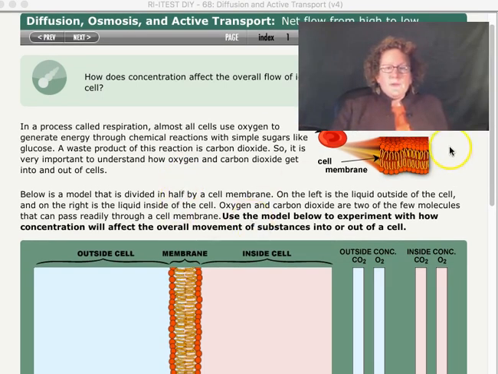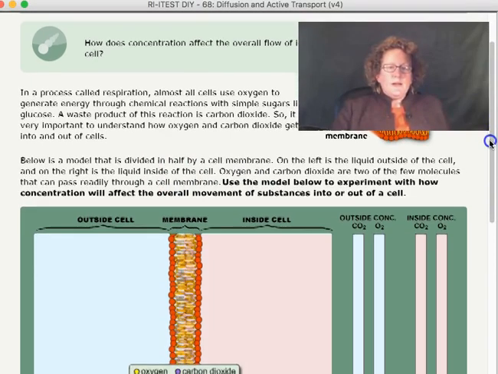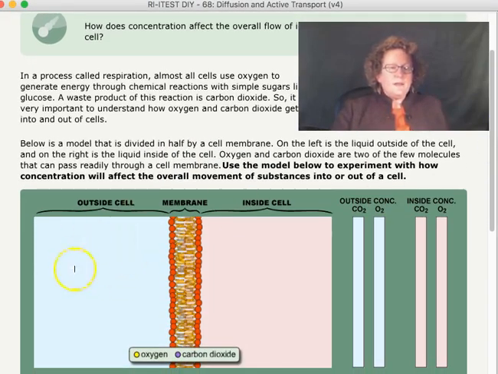Below is a model that we're going to look at, divided by a cell membrane. On the left hand is the liquid outside the cell. You can see in the blue here. And on the right is the liquid inside of the cell.